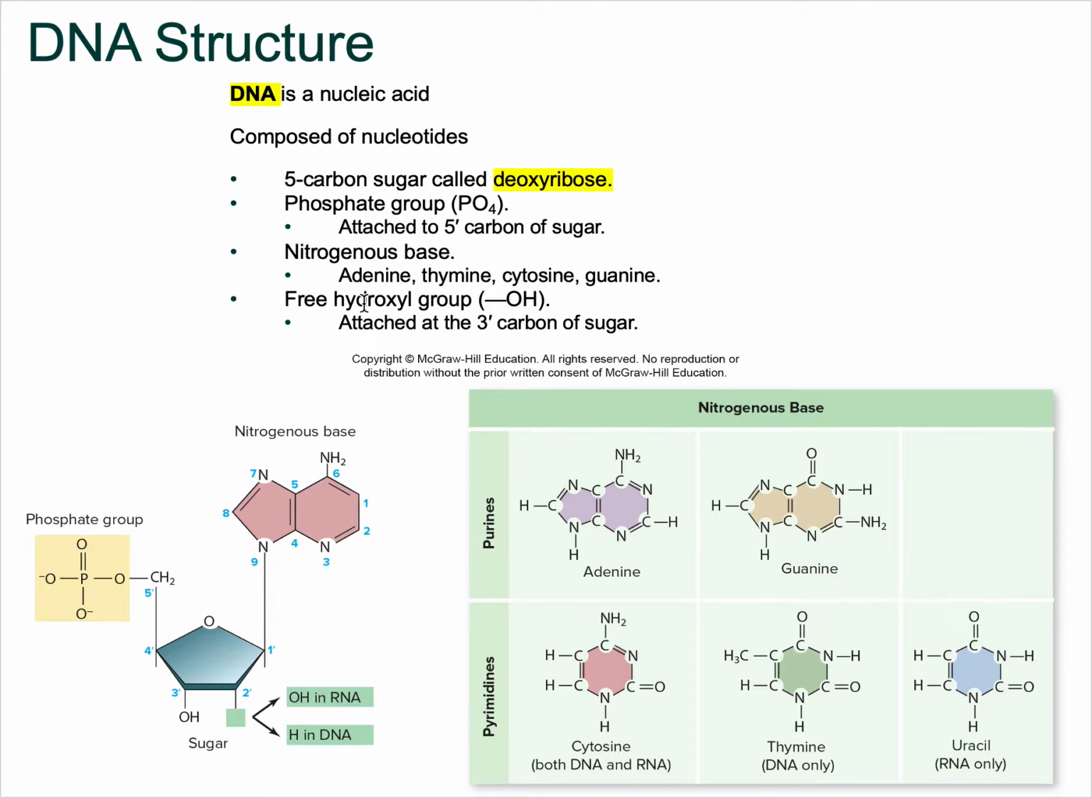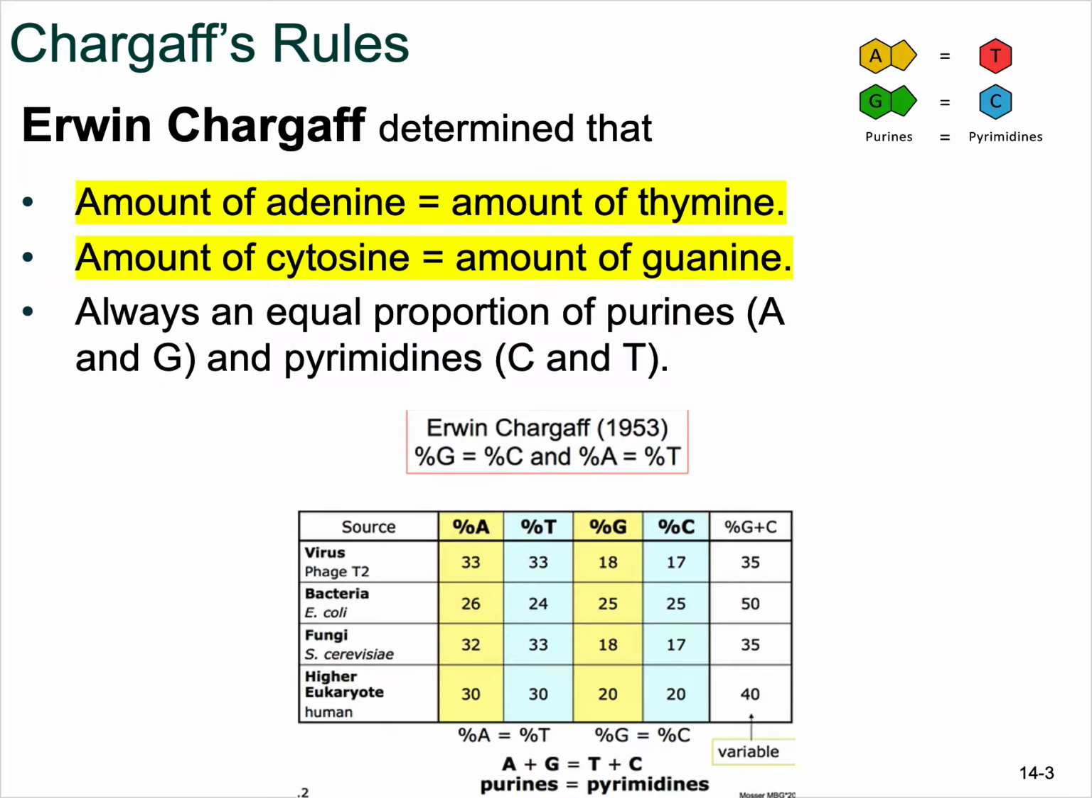You also have the hydroxyl group attached to the carbon sugar, which is right here. So the nitrogenous bases that we just discussed, adenine, thymine, guanine, cytosine, we know that they pair with each other because of this rule that was discovered by Chargaff. Chargaff is the one that said that A equals T and G equals C, and there is actually like a mathematical weight to it.